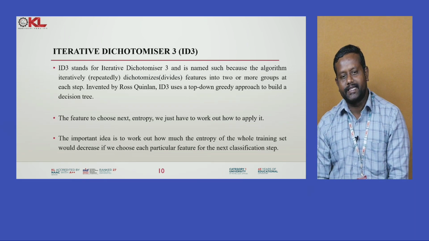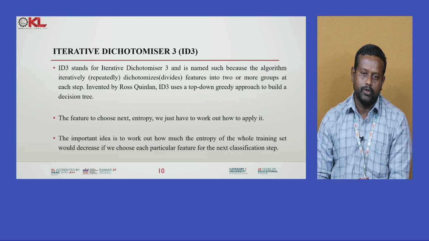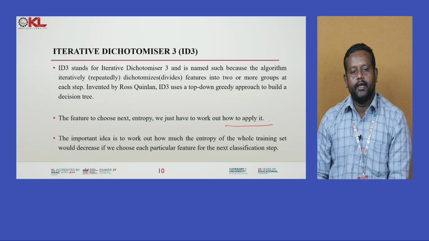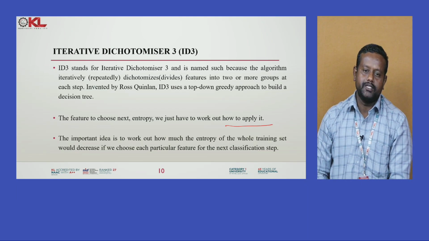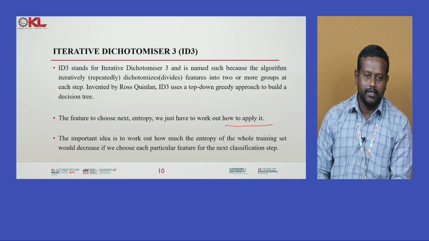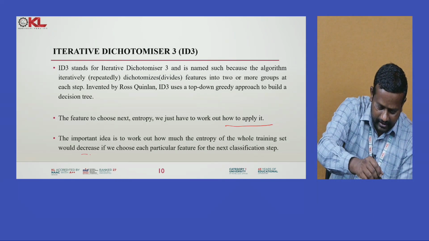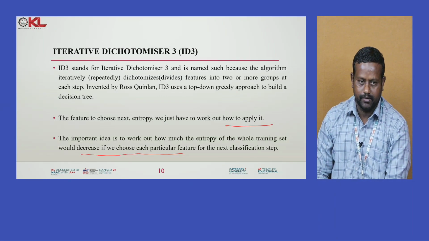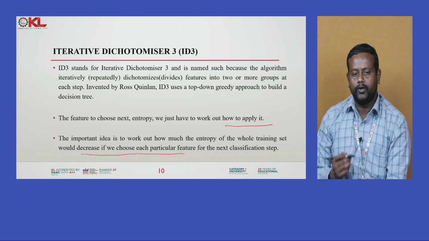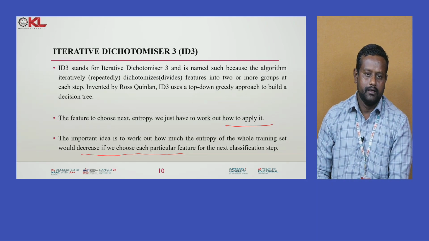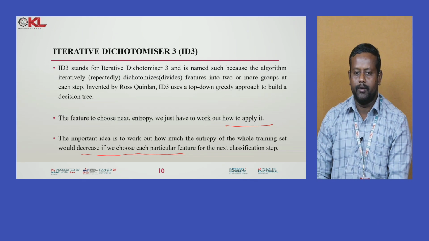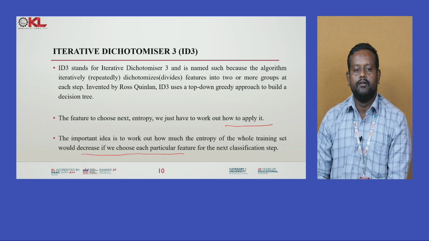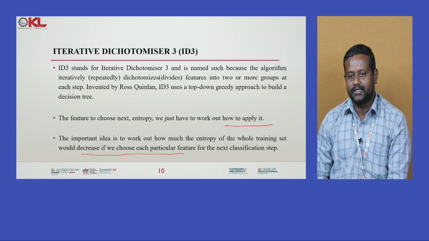To choose which feature to use next, we just have to work out how to apply the entropy concept here. The important idea is to work out how much the entropy of the whole training set would decrease if we choose each particular feature for the next classification step. Based on this, we choose each particular feature for the next classification step.